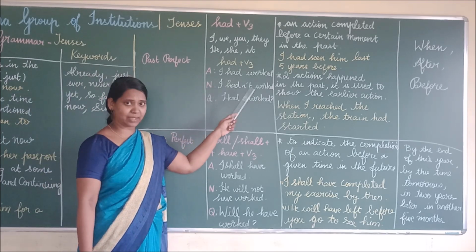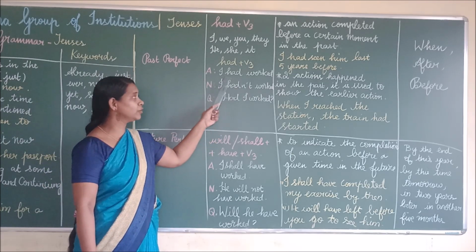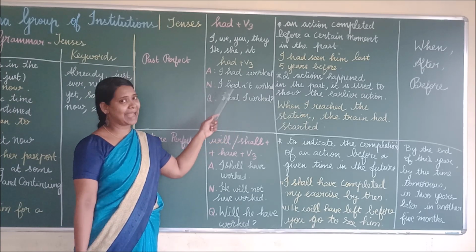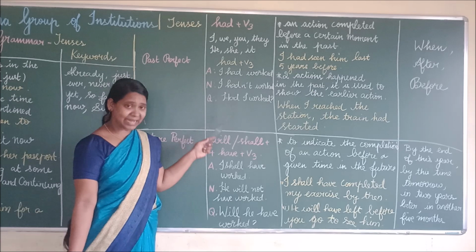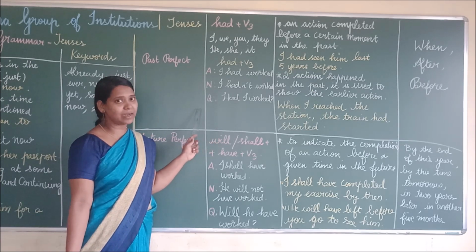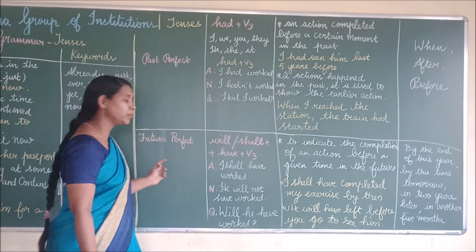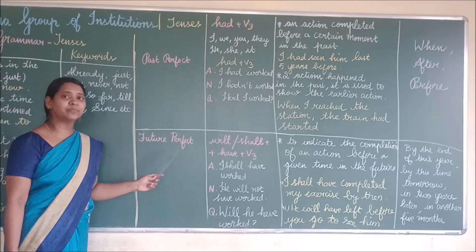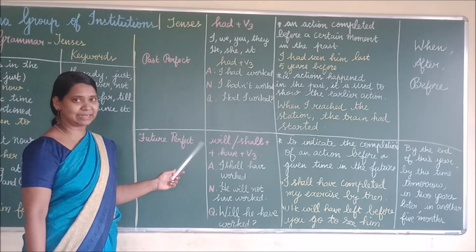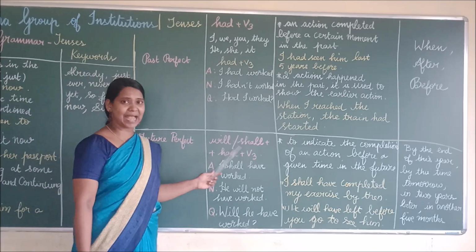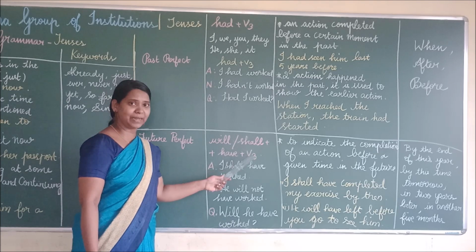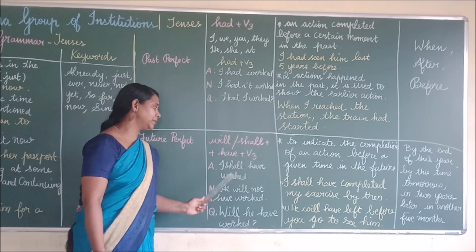I had worked. Okay, for I we have to use had. I hadn't worked or I had not worked. Had I worked? Okay, is it clear? Now we move on to future perfect tense. The verb form of future perfect tense is will or shall plus have plus verb 3.